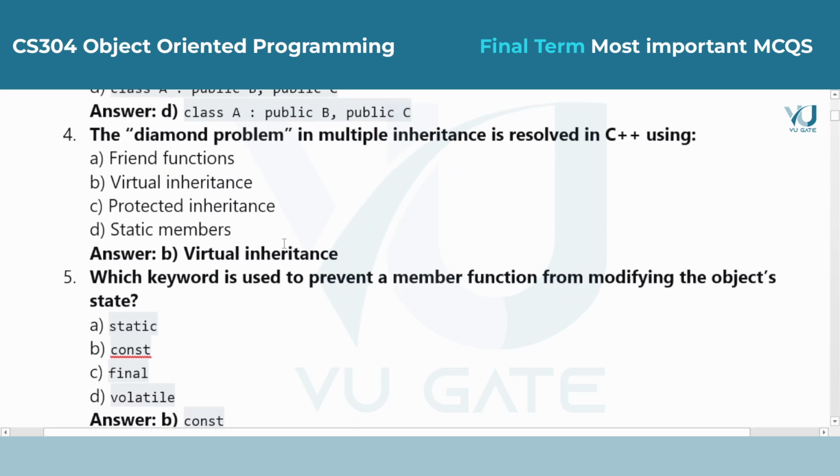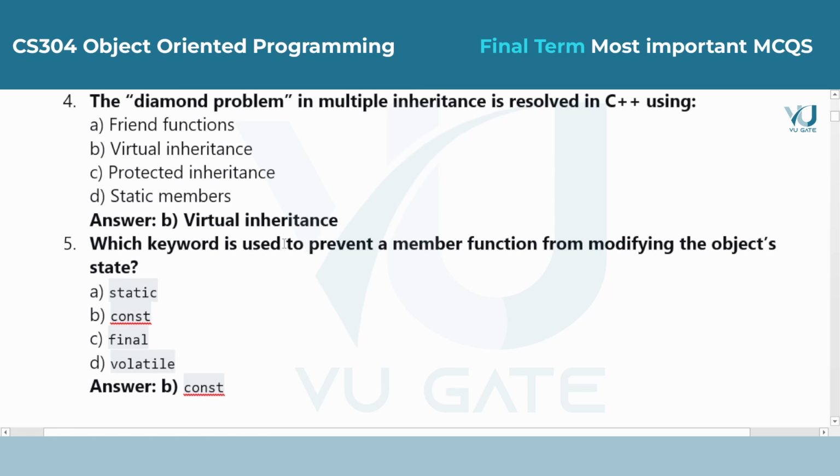Q4. The diamond problem in multiple inheritance is resolved in C++ using. Answer. B. Virtual inheritance. Explanation. The diamond problem occurs when two base classes share the same parent. Virtual inheritance ensures that only one instance of the top-level parent class is passed to the derived class.